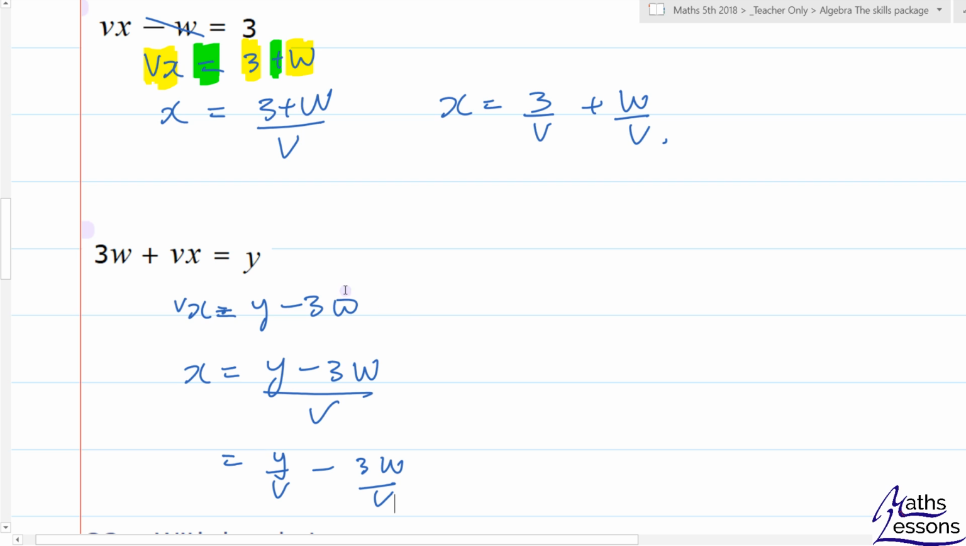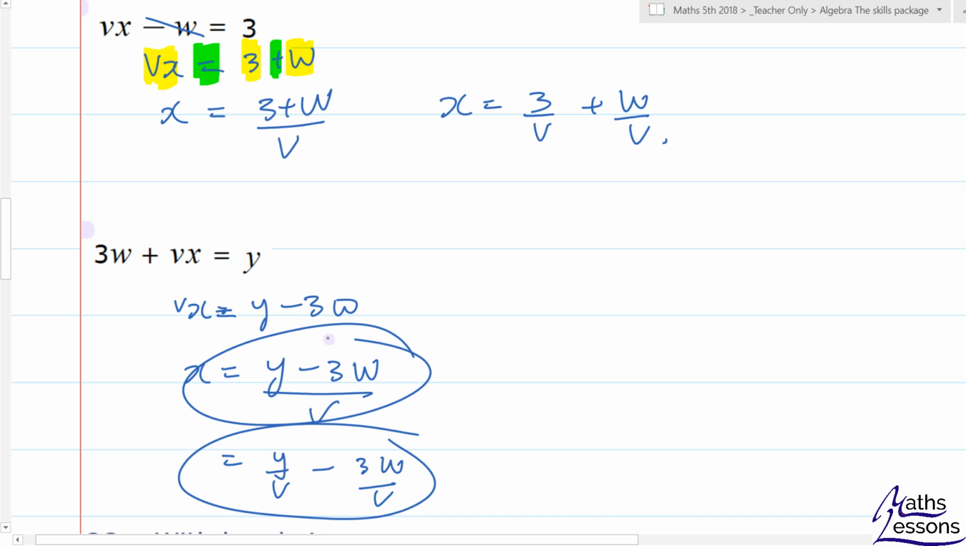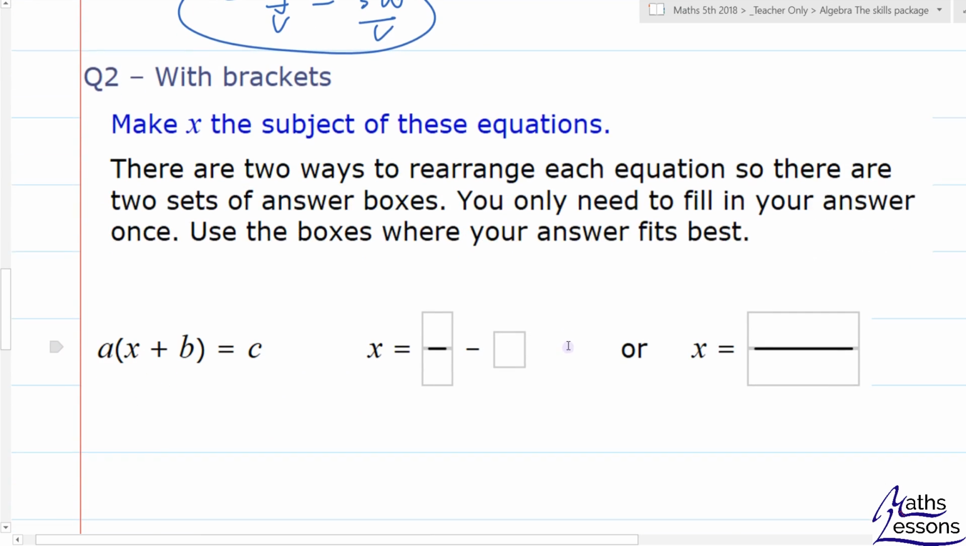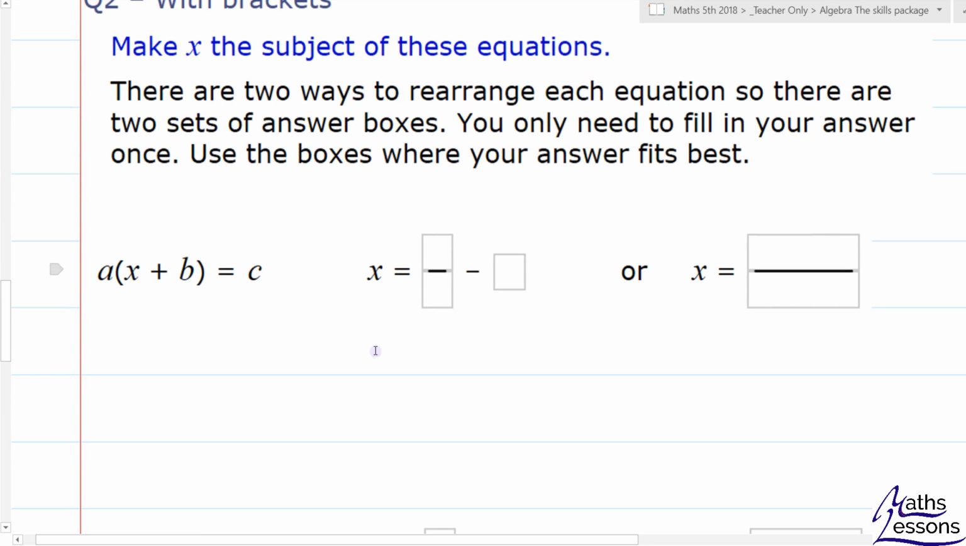But don't think this one here is a better answer. It's not. It's just a different answer, and it will have its moments in certain questions. Now, here we go. See if you can do this one both ways. I'll give you 60 seconds to do this one.